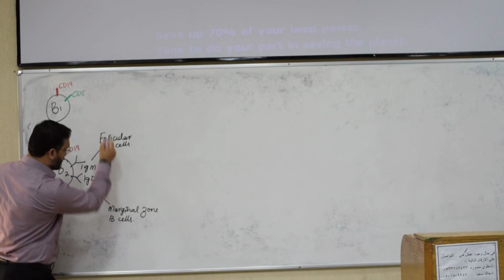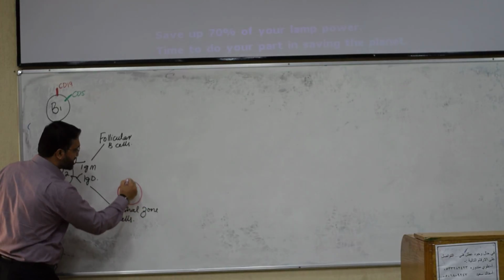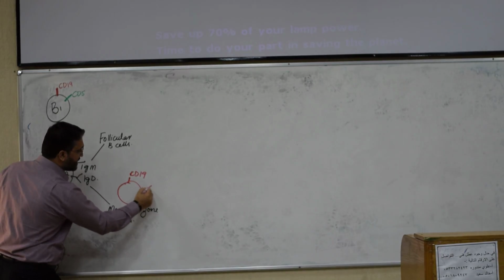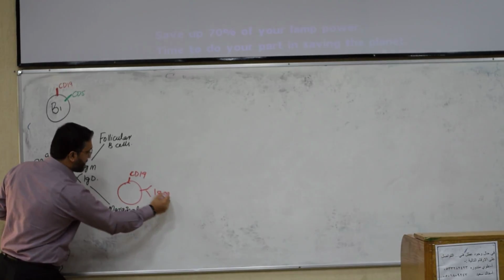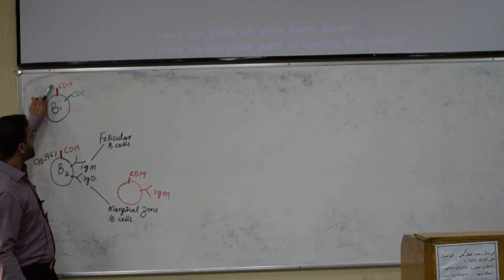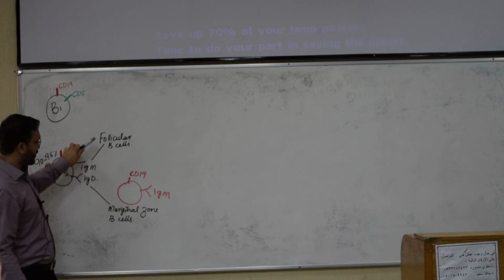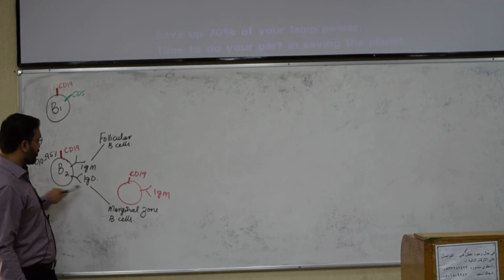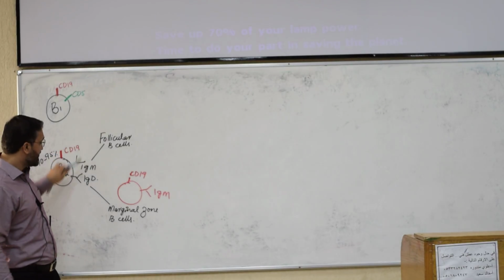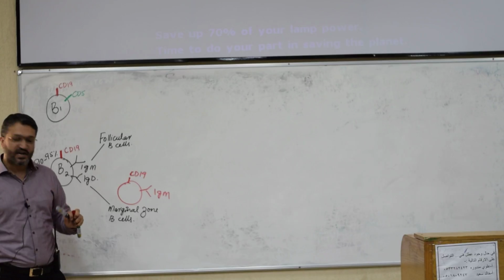What is different between these two? First, the location, and second, marginal zone cells have got just CD19 and IgM. IgD is missing. So this is the difference. B1 cells are CD19 and CD5 positive. B2 are of two types, follicular and marginal zone. If they have both the receptors and are present in the follicles, they are called follicular cells. If they just have IgM and CD19, they are called marginal zone.